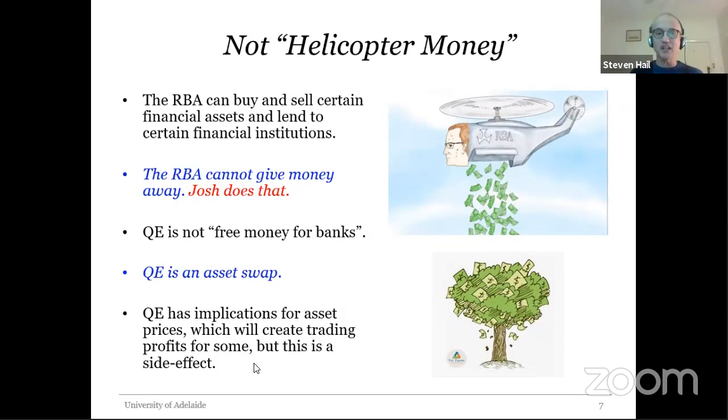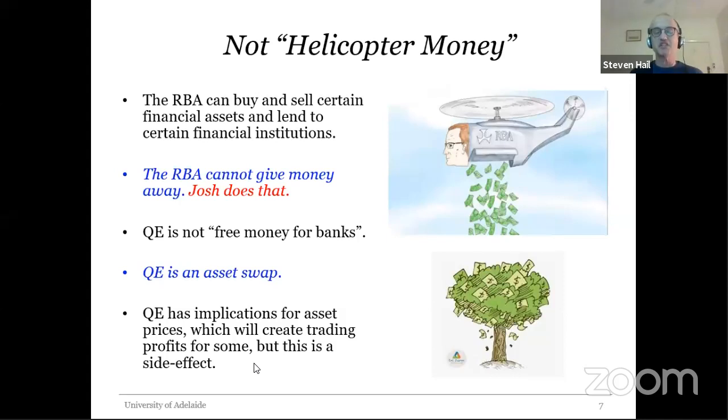Obviously, what the RBA is doing is buying government bonds from banks. So sure, it's putting funds into banks' exchange settlement account balances, the accounts that the banks have at the RBA, but that's in return for government bonds which the banks previously owned, that the banks will not own anymore because the RBA has purchased them back. So it's an asset swap.